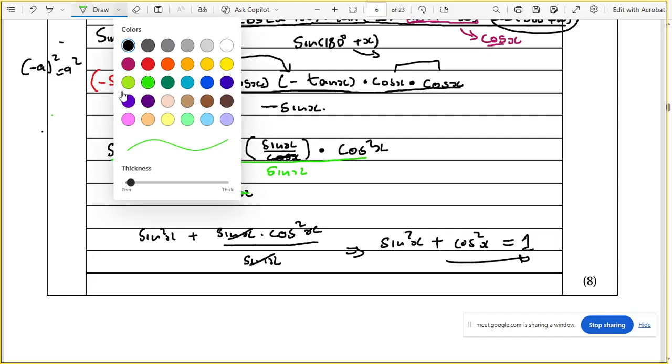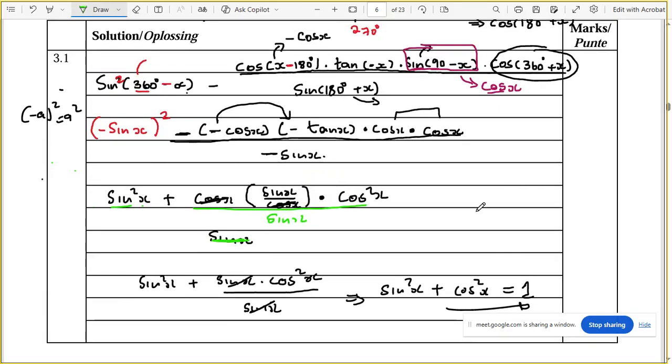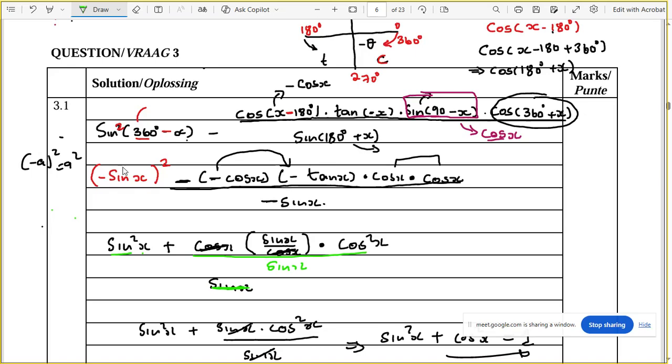Let's talk about the mark allocation now. So you need to check the reduction formula that you did. There's a 1 mark for that one. There's a mark for the negative cos x. There's a mark for negative tan x. There's a mark for cos x. And for that cos x, there's a mark for this one. So far on this step, you have 2, 4, 5, 6 marks.